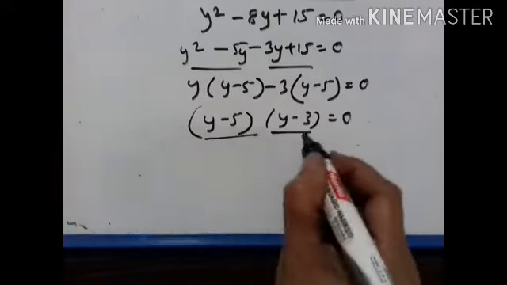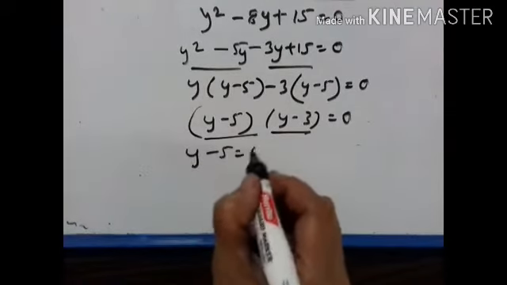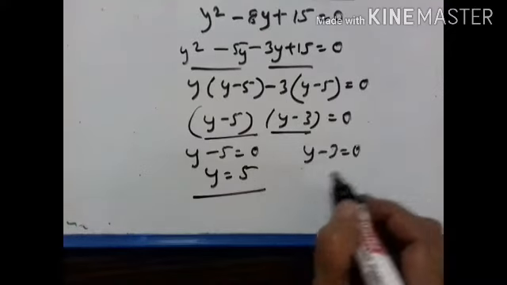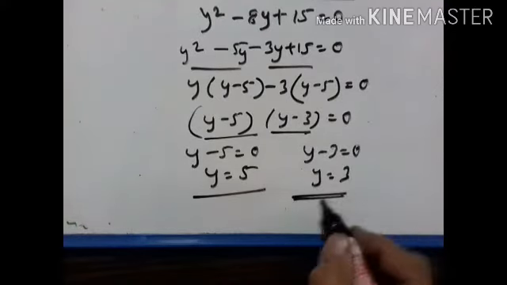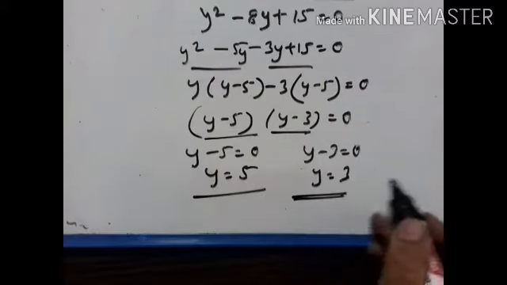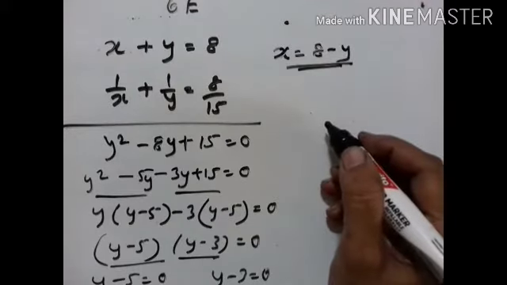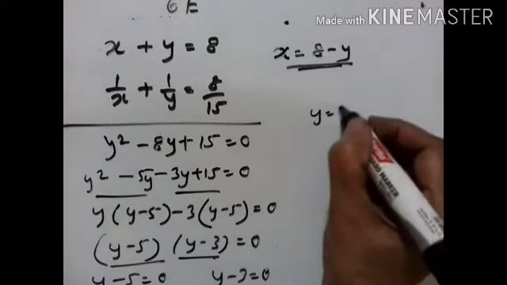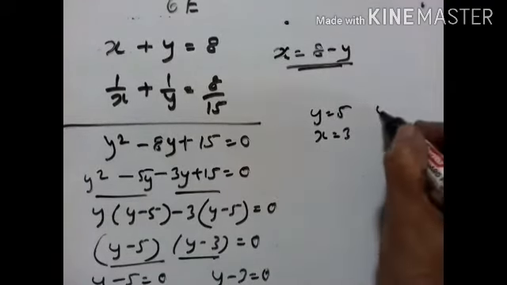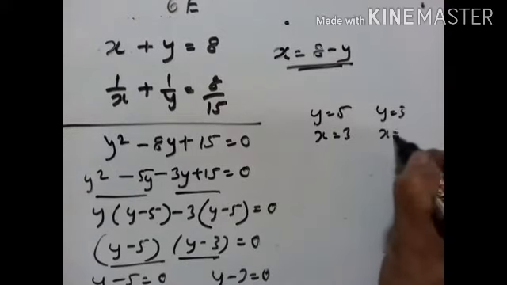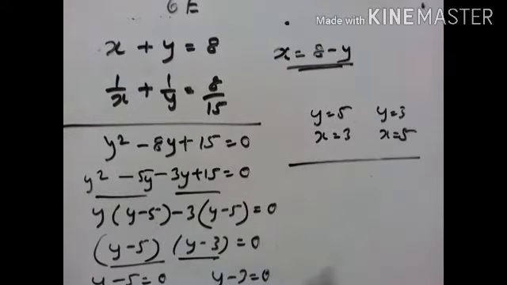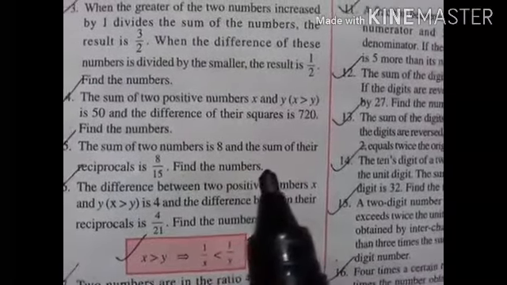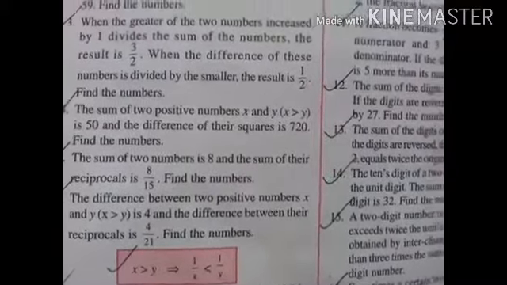Either this is 0 or this is 0. Y minus 5 is equal to 0 means y is equal to plus 5. If y minus 3 is equal to 0, then y is equal to 3. Y is 5 or 3. They have not given which number is greater and which is smaller. So, if y is equal to 5, then x is equal to 3. If y is equal to 3, then x is equal to 5. We have to find the numbers. So, the numbers are 3 and 5.